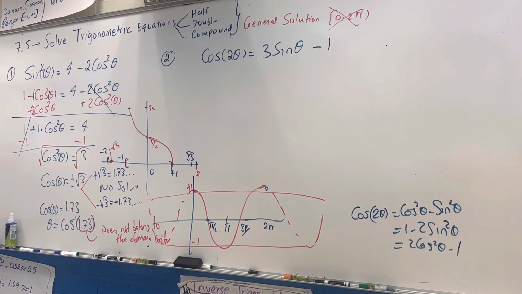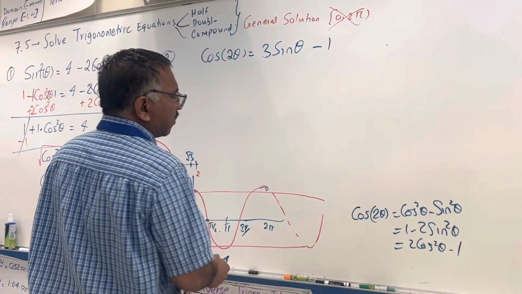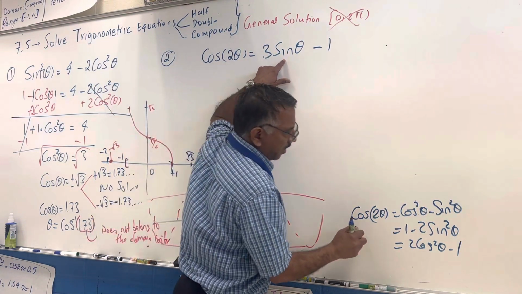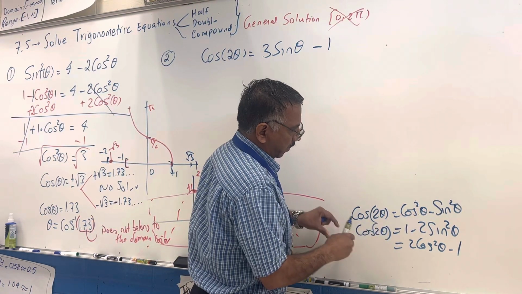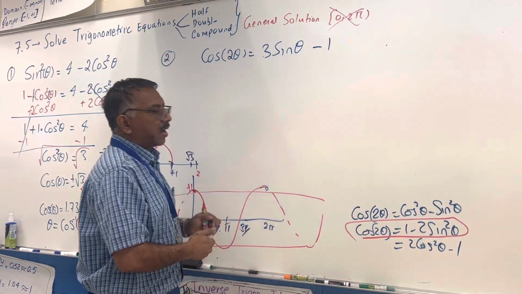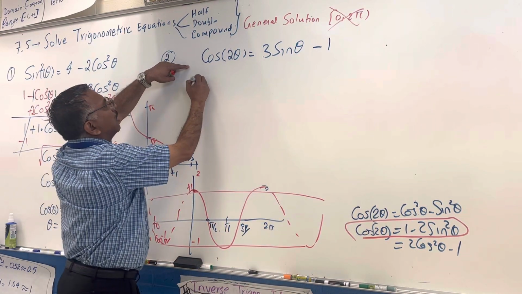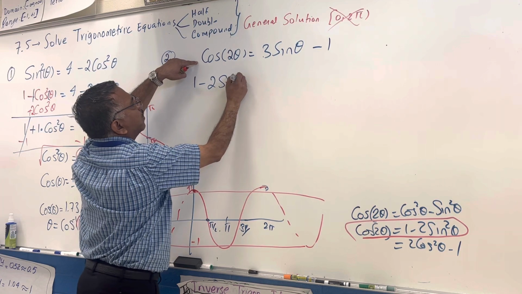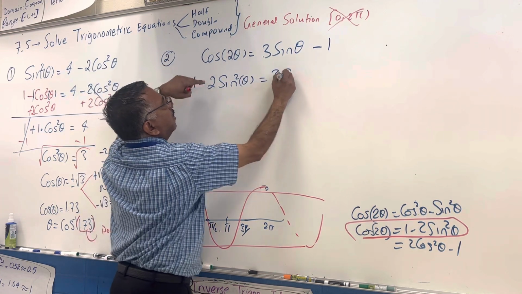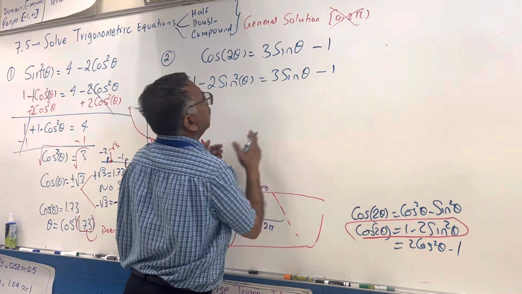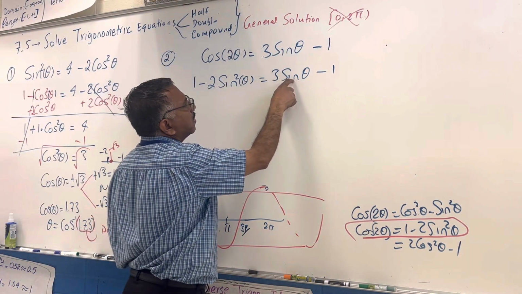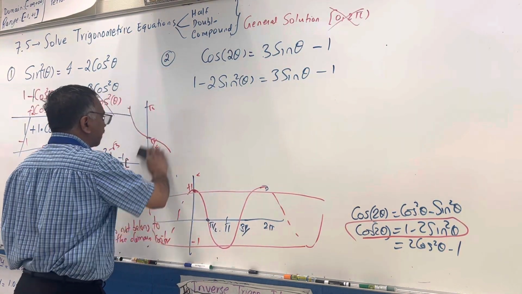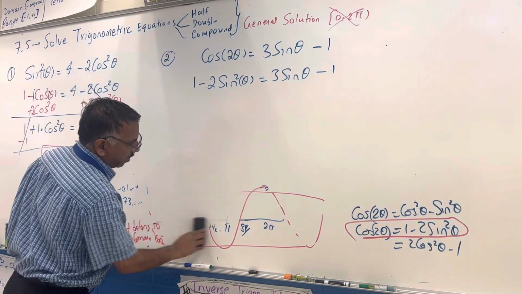So let me continue this. The best option is, because there's a sine, I will select this one. So with the double angle formula, we can replace this cosine 2 theta with 1 minus 2 sine squared theta, equals 3 sine theta. Now, because there is also a square and a sine theta, we'll try to replace sine theta by some variable p.